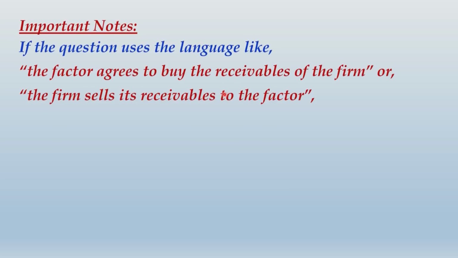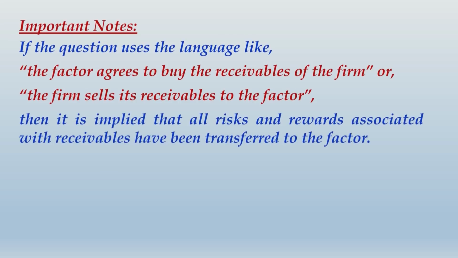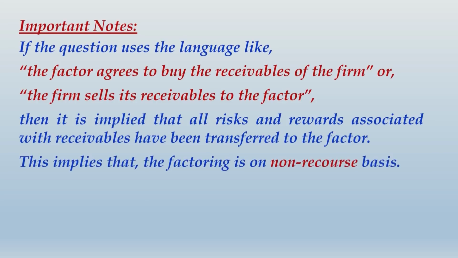The risk and rewards attached to the ownership of that asset is transferred, right? That means the risk and rewards attached with the debtors is being transferred to the factor. So it is implied that all risk and rewards associated with the receivables have been transferred to the factor. This implies that the factoring is on a non-recourse basis. So as I have always been instructing, pause the video, write down these important points and then move ahead.